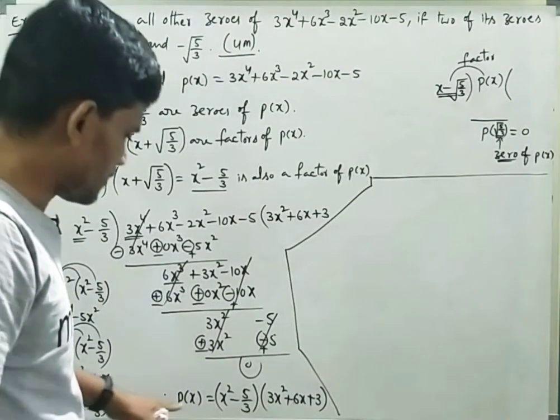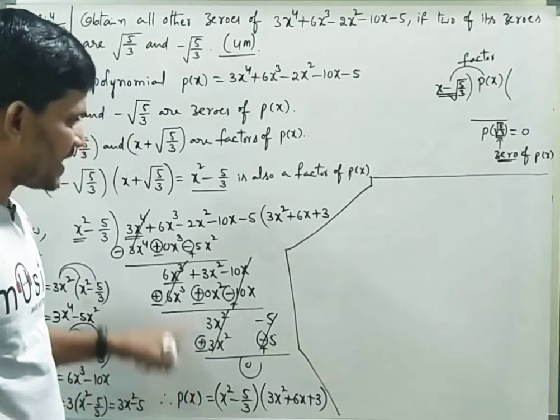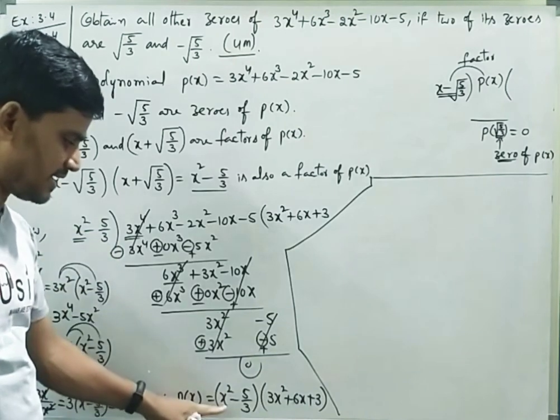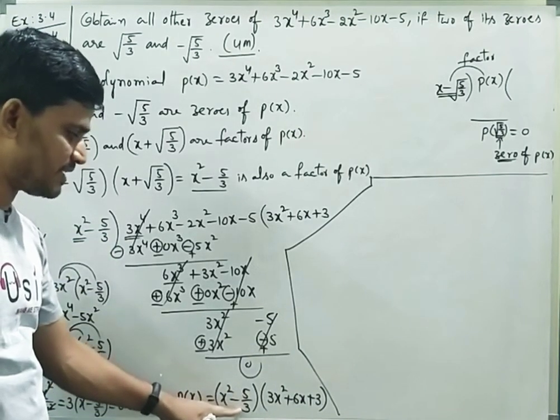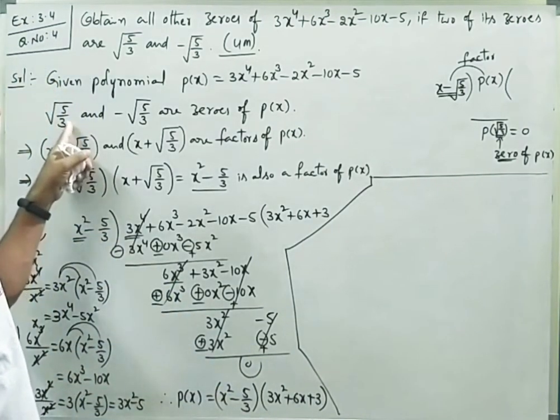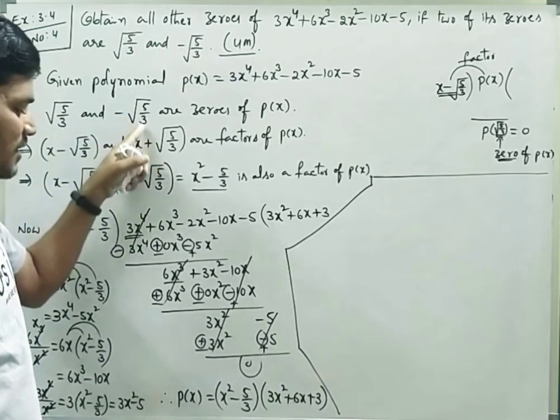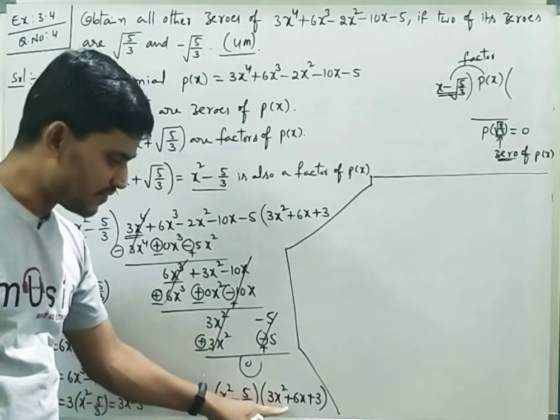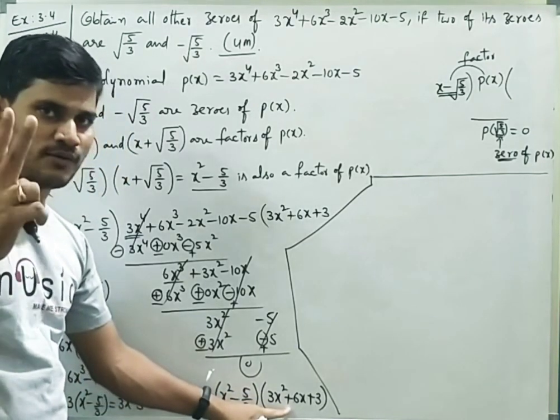Yes, you know, p of x is a biquadratic polynomial. It would have at most 4 zeros. Already x square minus 5 by 3 will have 2 zeros. What are they? Root of 5 by 3 and minus root of 5 by 3. So already 2 zeros came from this polynomial. From this quadratic polynomial, you would have 2 more zeros.